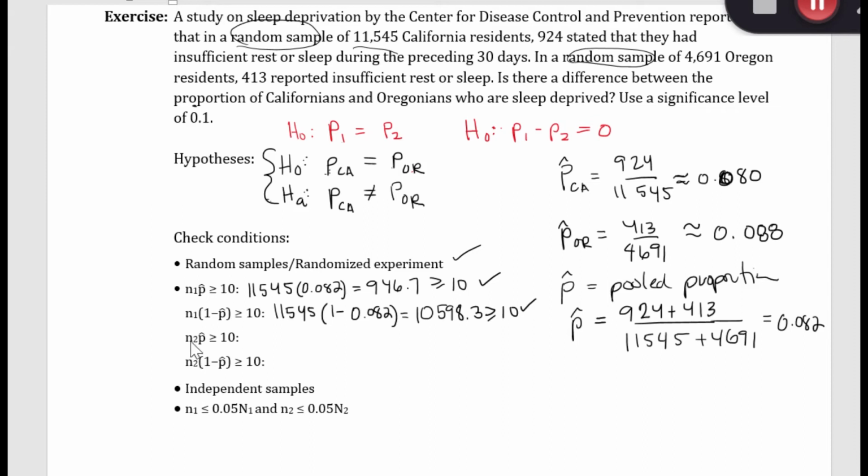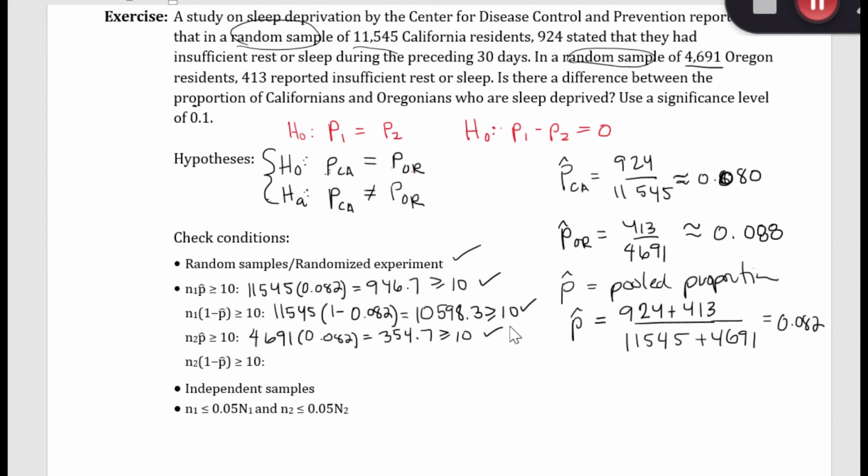My n2 is my sample size in my second group, so it's the number of Oregon residents that I talked with. So it's going to be 4,691 times my p hat, my pooled proportion of 0.082, and that is 354.7, which is greater than or equal to 10.